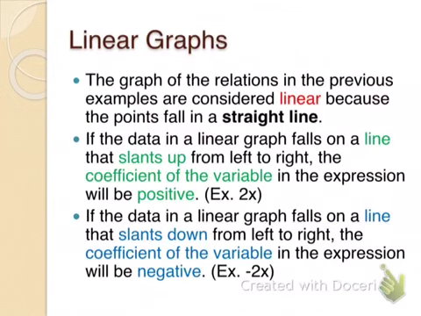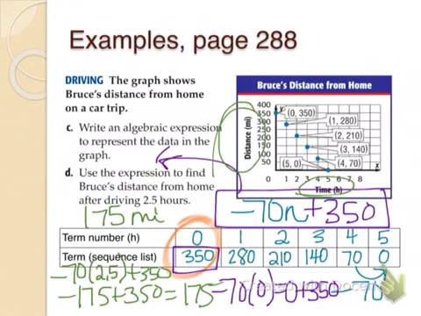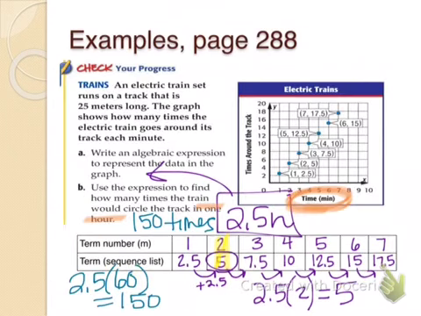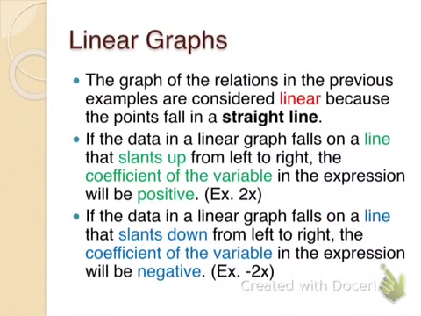All right, these are going to be fill in the blank. So linear graphs. The graphs of the relations in the previous examples are considered linear because the points fall in a straight line. So if we go back and we look at these, they are linear, okay? If you look, those points right there are in a straight line, okay? And then if you look on this one as well, those points fall in a straight line. If it's arithmetic, it is going to be linear.